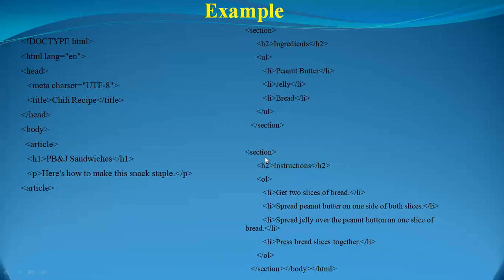Another section can be opened with H2 Instructions, H2 closed, ordered list. In the ordered list, the first list item is get 2 slices of bread. In another list item, spread peanut butter on one side of both slices. And in another list item, spread jelly over the peanut butter on one side of the bread. Then the list item can be closed. In another list item, press the bread slices together. The ordered list can be closed. Then the section should be closed, body tag closed, then HTML tag closed.